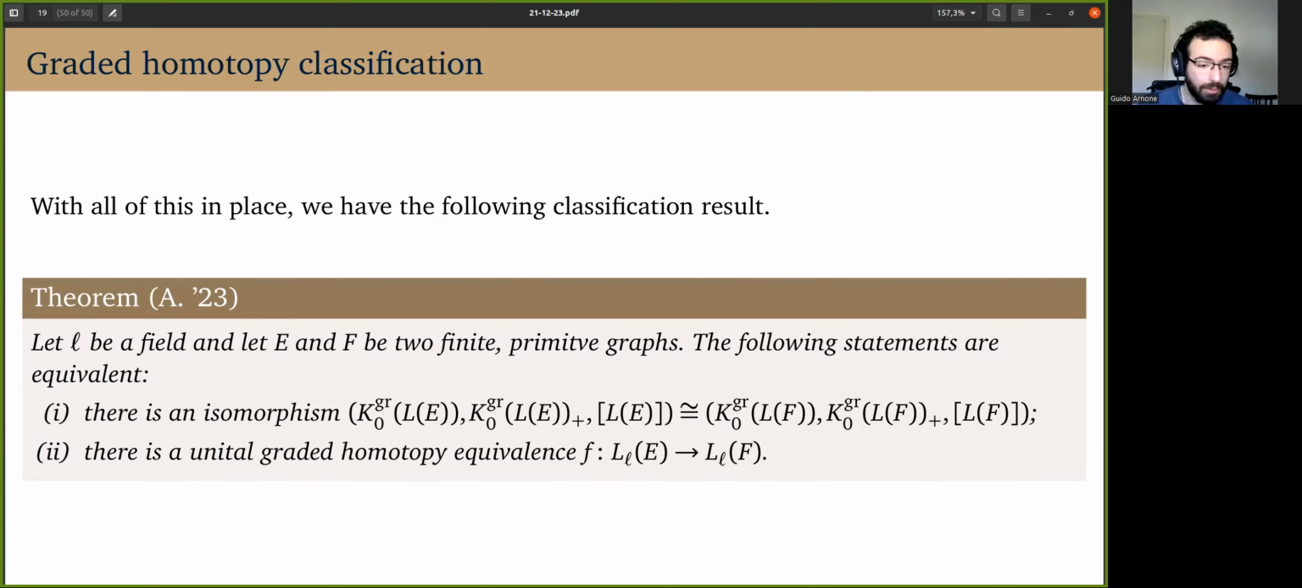If L is a field and E and F are two finite primitive graphs, then the following statements are equivalent. One, there is an isomorphism of graded Grothendieck groups preserving all the relevant structure, so the positive cones and the distinguished elements. And two, there is a unital graded homotopy equivalence between the corresponding Leavitt path algebras. And with that, that is all I wanted to say. Thank you very much.